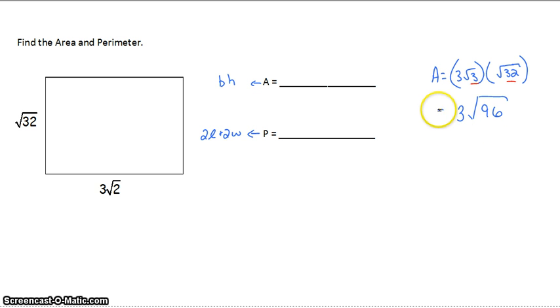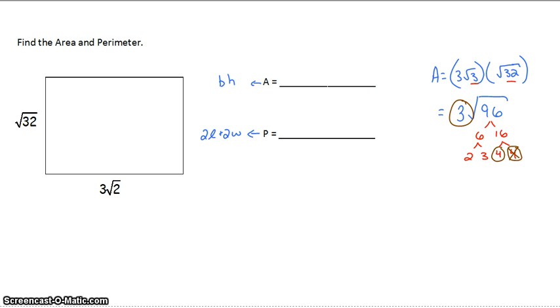The next thing I want to look at, does this simplify? And yes, it does. So I have to remember how to simplify my radicals. Start with the factor tree. Go ahead and try that now. Hit pause, simplify the radical, and then check your answer.